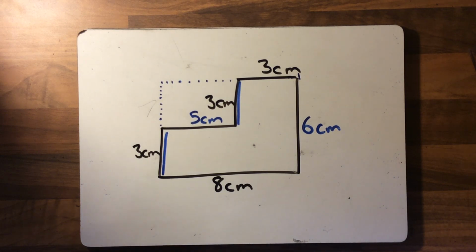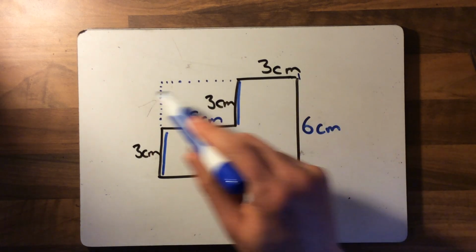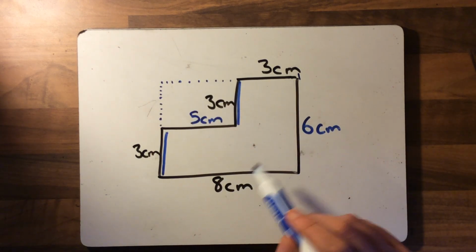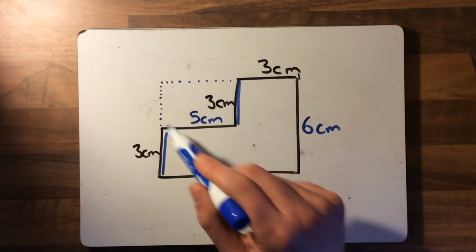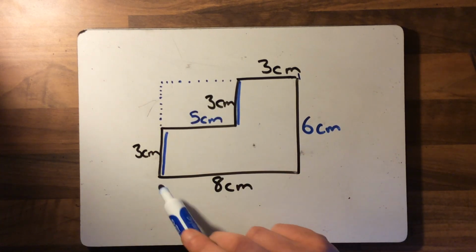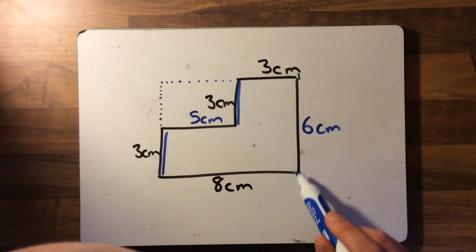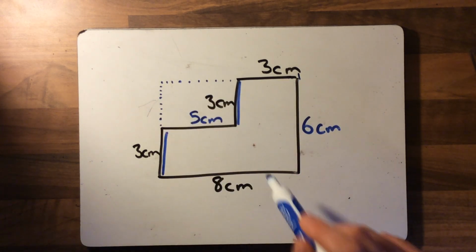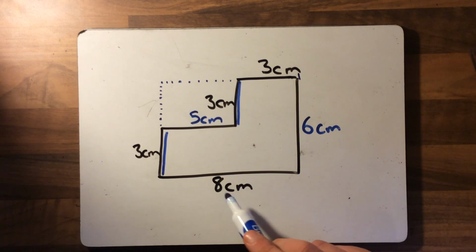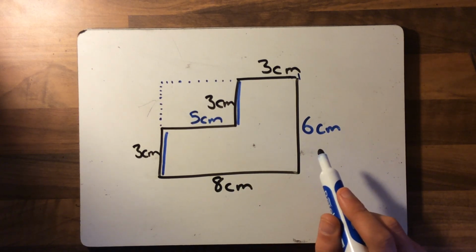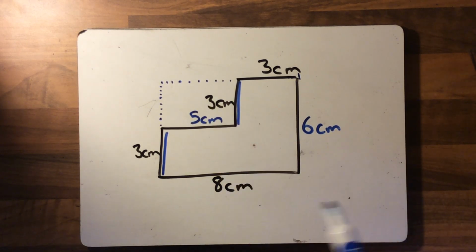Okay, so let's have a look at the first method where we've boxed it out into a rectangle. Find out the first rectangle, take away this extra one here. So 8 times by 6, because that is the full width and the full height of this rectangle. So we've got 8 times by 6. Then when we've got that, we can subtract this answer away from here.